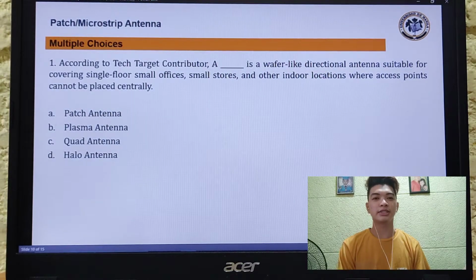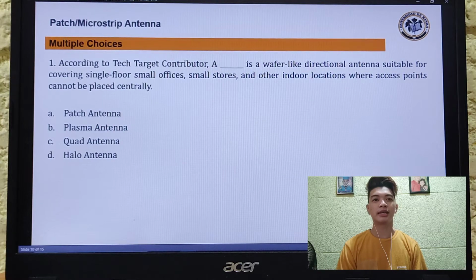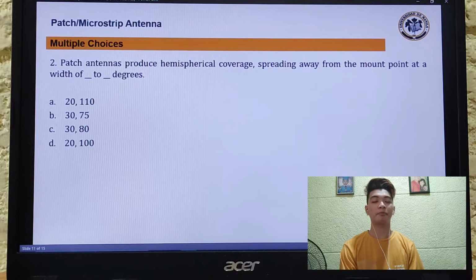And this is the last part of my report, the multiple choice questions that I prepared for this report. I have 5 questions.